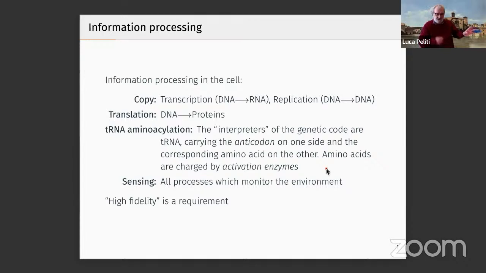And of course, we have sensing, all the processes in which a life form monitors its environment and takes a decision about its behavior. In all these processes, it is important that you have a high fidelity, that is, that the amount of errors that are made is low enough for the stability of the whole process.